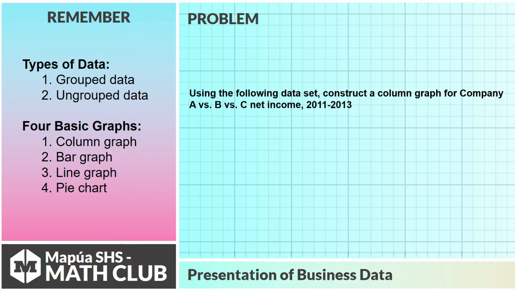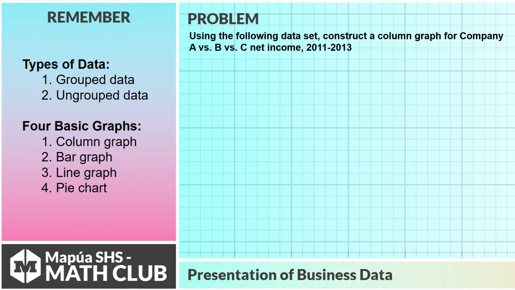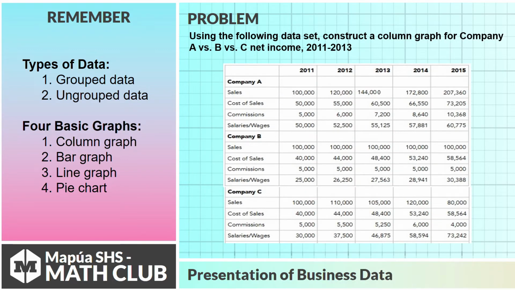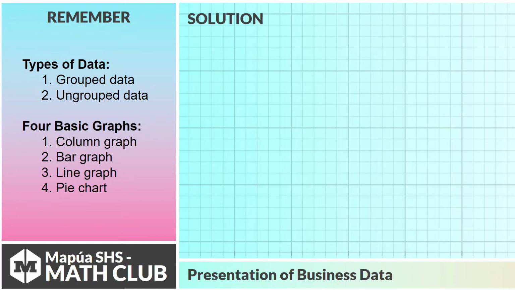Now, using this set of data, construct a column graph for company A versus B versus C's net income for the year 2011 to 2013. After inputting the needed information, our graph should look like this.